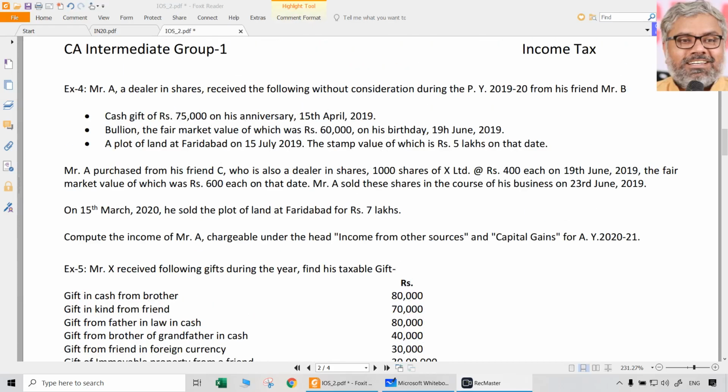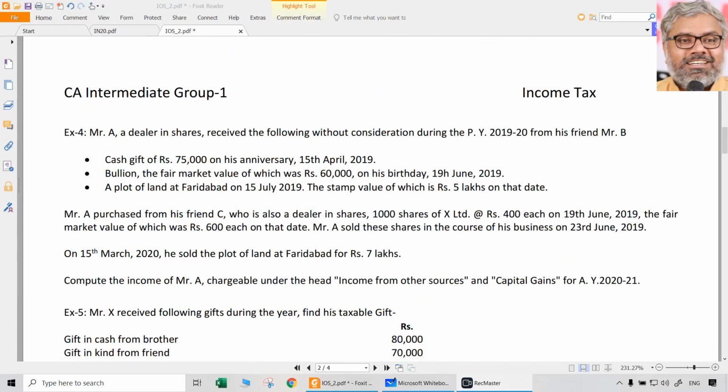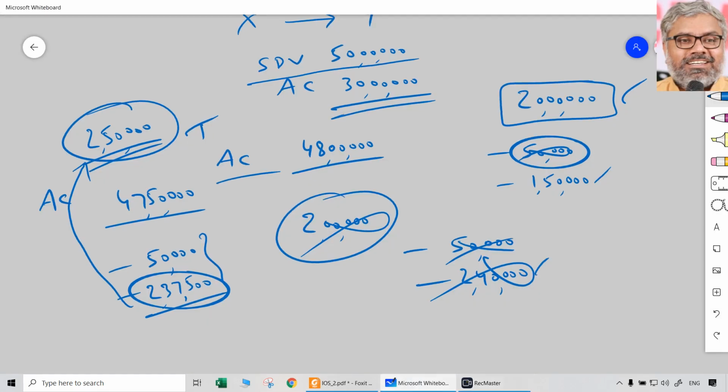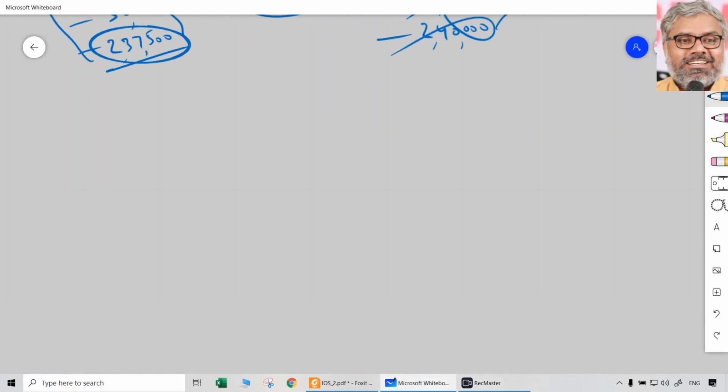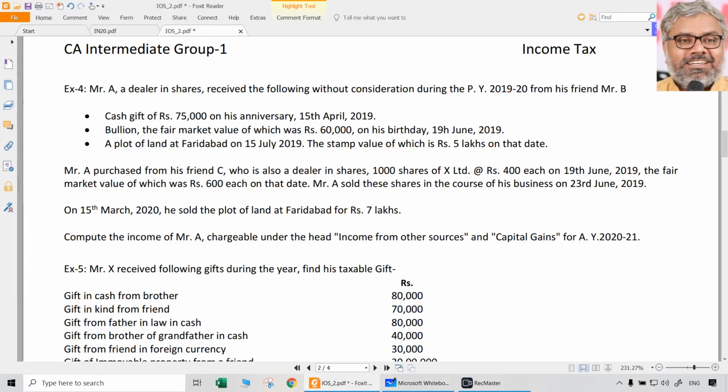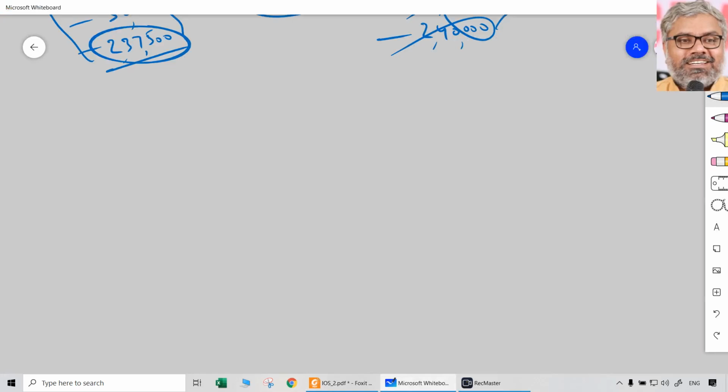Now let us apply these provisions in some of the problems or exercises or examples, we can say. Exercise number 4.